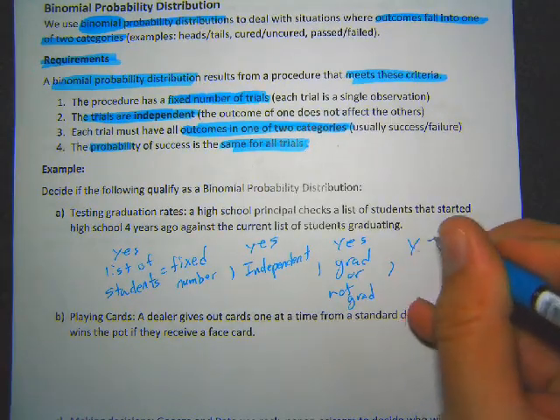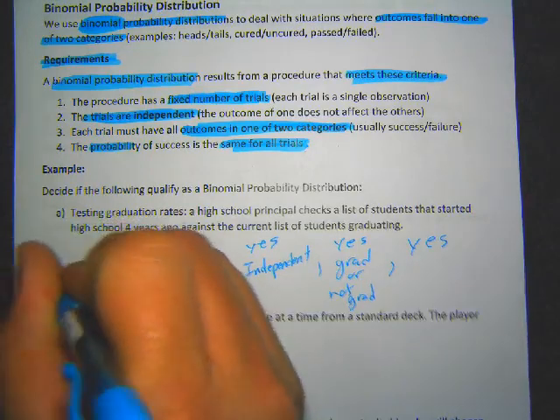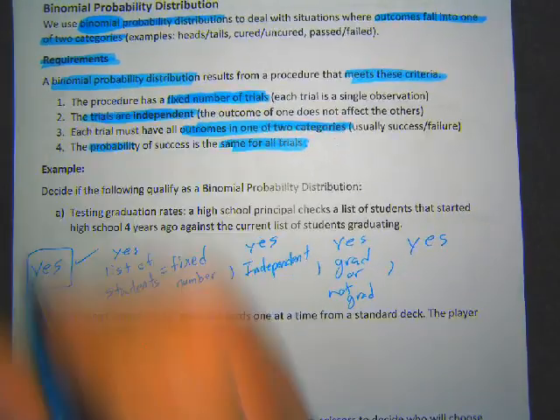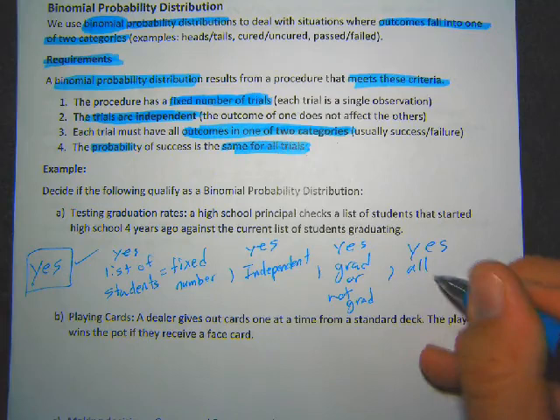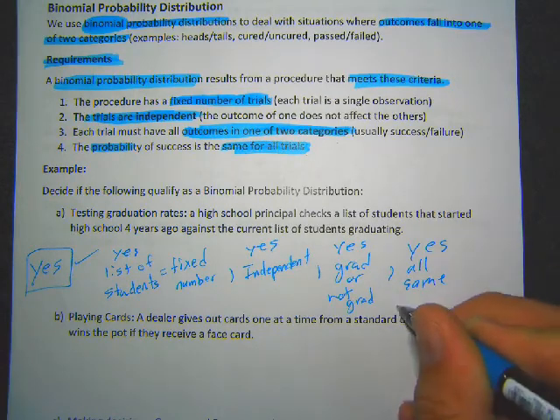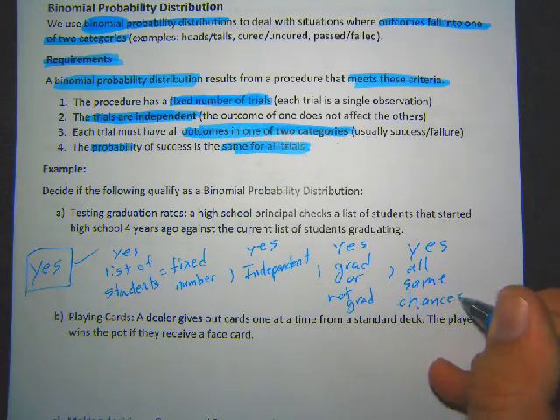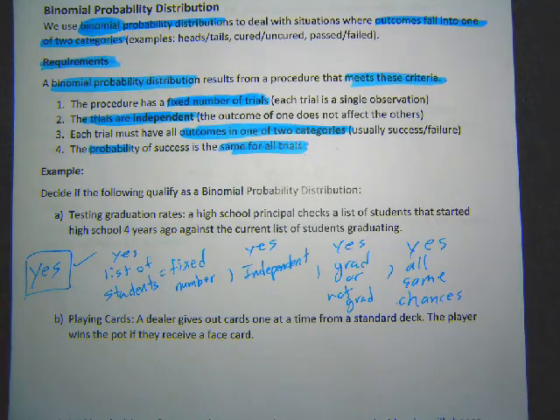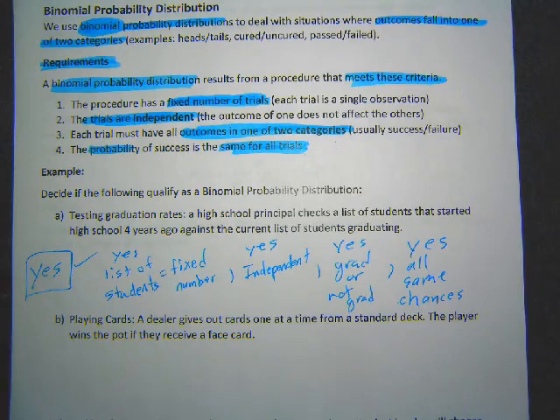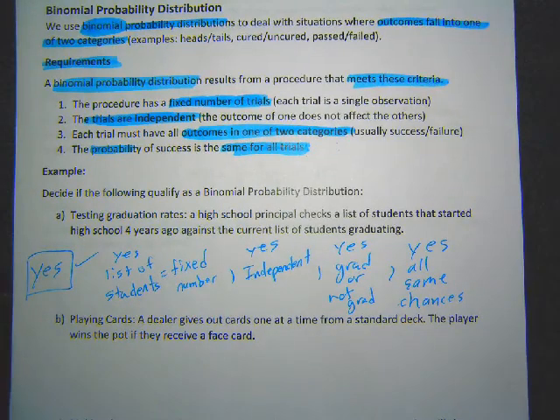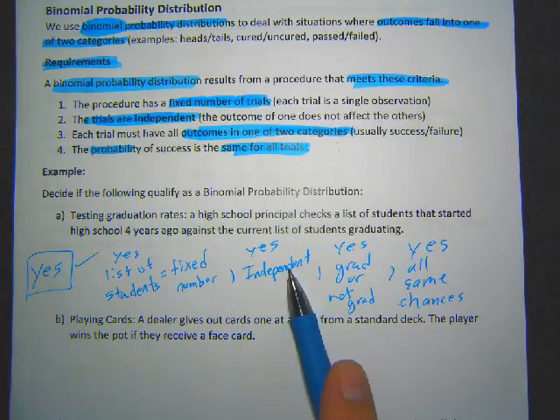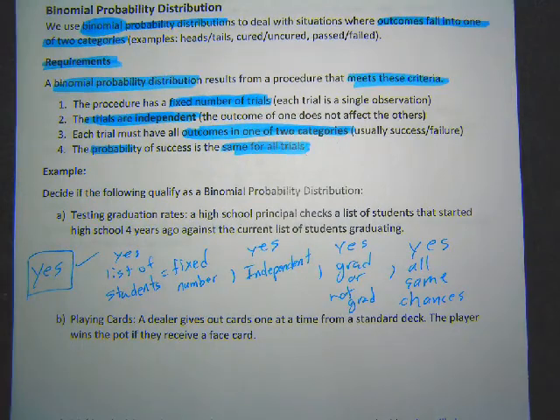So this one, it meets all four criteria. All have the same chances. So yeah, it meets all those things we're looking for. So we can say, yep, that is a good binomial probability distribution, where there's only two options, we have a fixed number of trials, there's only so many of them, each one's independent, they're not affecting each other, and everybody's got the same chances. That's what we're looking for.